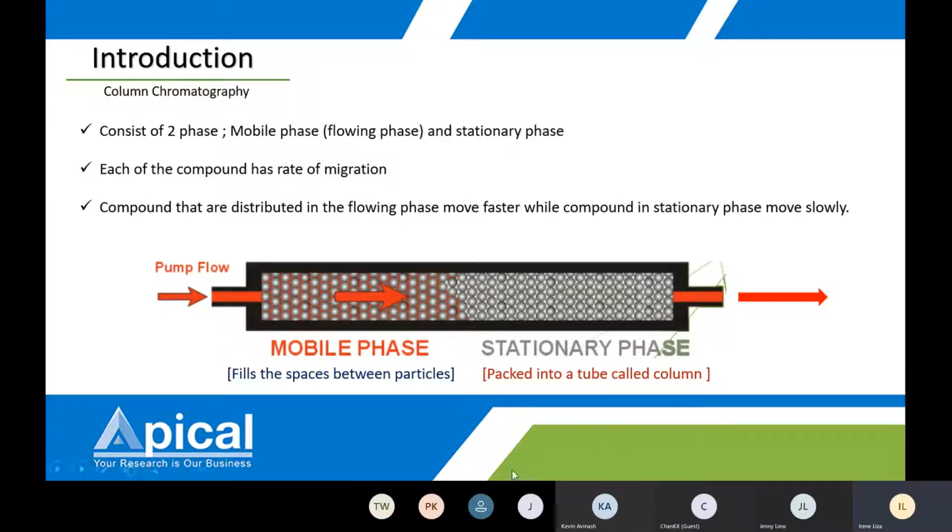If you see in the figure at the bottom, this is the column. Inside the column is the packed silica. This is the stationary phase that doesn't move. The mobile phase fills the spaces between the particles and flows from one end to the other, which gives the eluent that you can collect for your other downstream work.